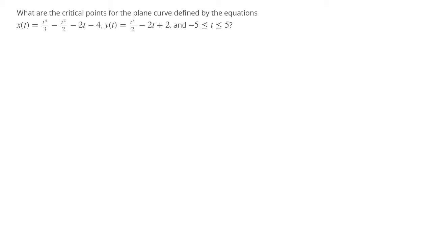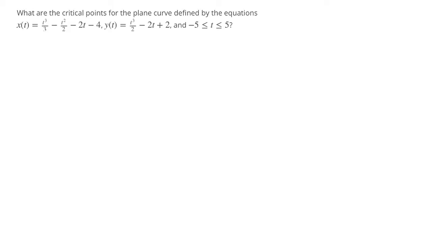So what we're asked to do in this problem is to find the critical points for the plane curve defined by the parametric equations x of t is equal to t cubed over 3 minus t squared over 2 minus 2t minus 4, and y is equal to t cubed over 2 minus 2t plus 2. And we're going to be looking into the range, or into the values with t running from minus 5 up to 5.